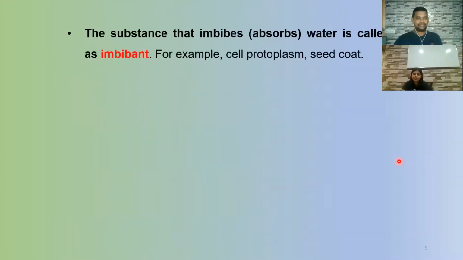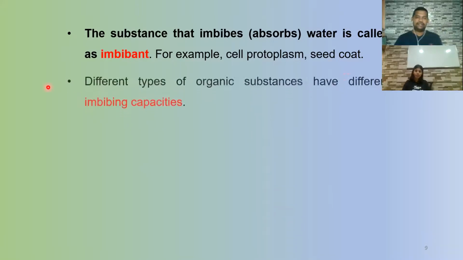So when you talk about imbibition, any such substance that imbibes or absorbs the water, उसको बोलते हैं imbibant. Okay, so here in the case of plant cells, what is the imbibant? The substance which absorbs the water. Any such substance that absorbs the water is the imbibant. So in the case of seeds, it will be the seed covering, that is the seed coat, or the protoplasm of the cell. They are the ones that absorb the water. So उनको हम लोग imbibant बोलते हैं.